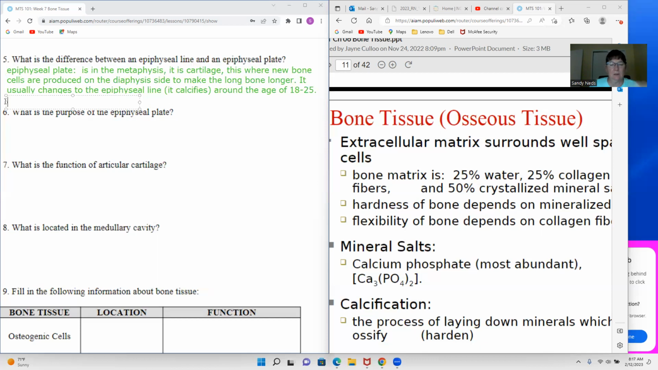So let's go epiphyseal line is calcified, epiphyseal plate, where growth in length of the diaphysis has stopped. Let's change the color so that we can see that they're two different things.